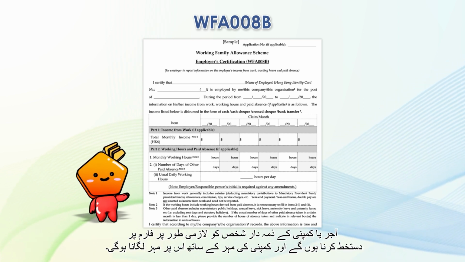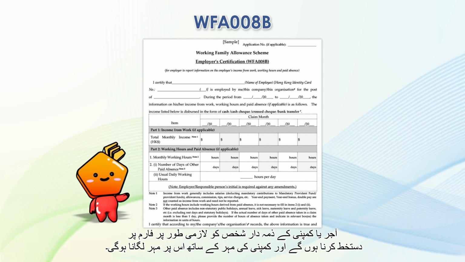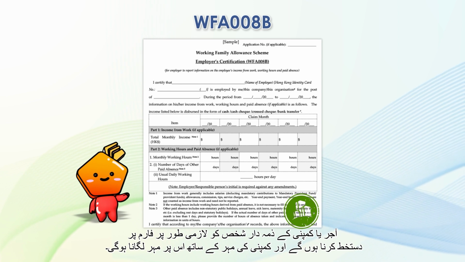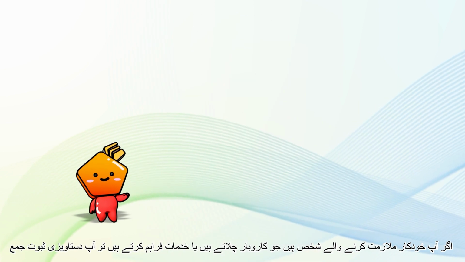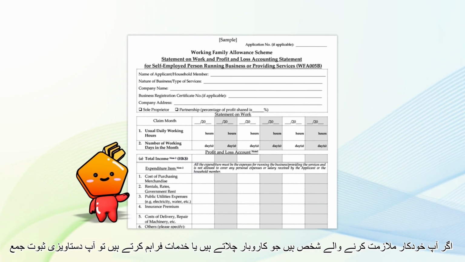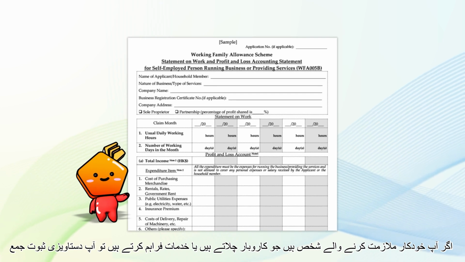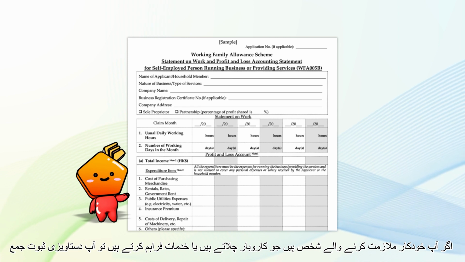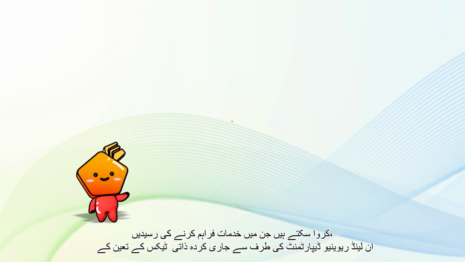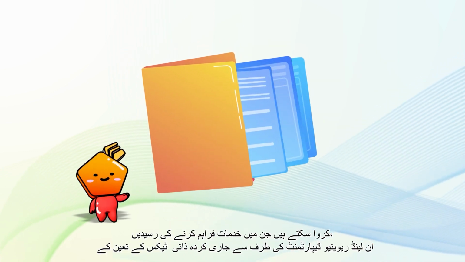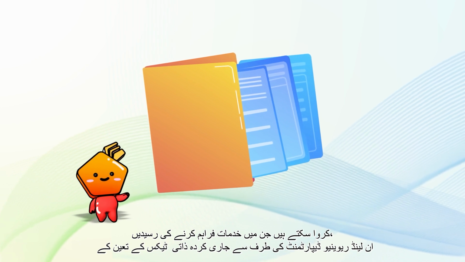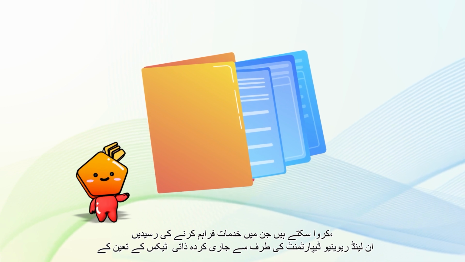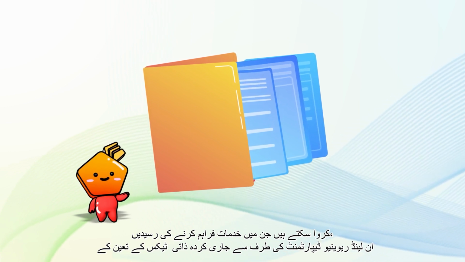The employer or the company's responsible person must sign the form and stamp it with the company CHOP. If you are a self-employed person who runs a business or provides services, you may submit documentary proof, including receipts for providing services, notices of personal assessment issued by the Inland Revenue Department, profit and loss accounting statements verified by a certified public accountant, etc.